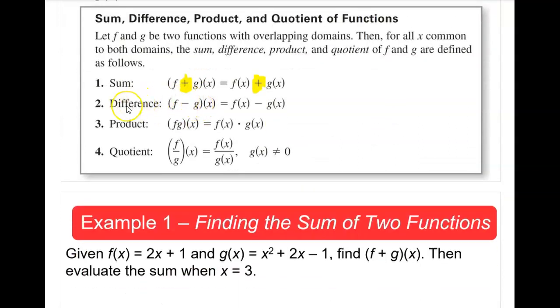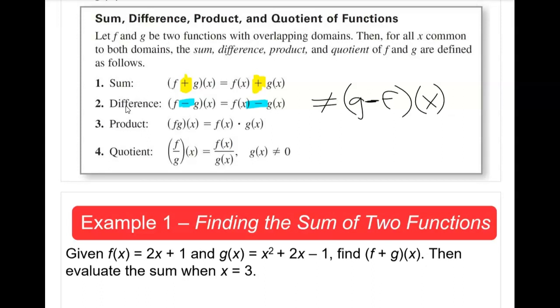Now for the difference, we see the negative sign here, f minus g. So it will be the same as f of x minus g of x. And it's very important that you understand that the order matters for the difference. So g minus f is different than f minus g, because here f is the one that will have the negative sign distributed to every single term inside the function.